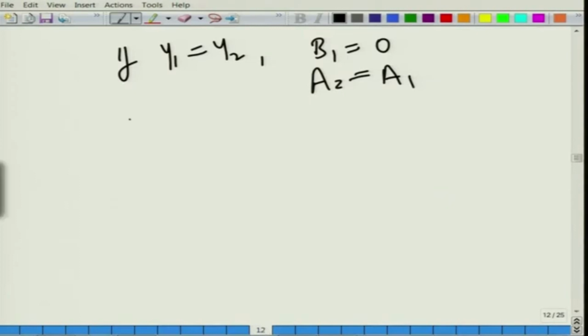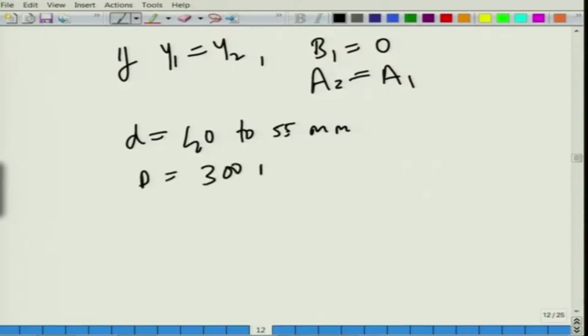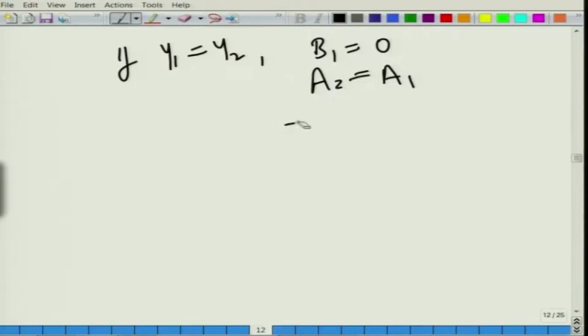Say for example, typically for automotive exhaust systems, the inlet pipe is about 40 to 50 mm, or maybe 55 for big mufflers, and the diameter of the chamber is something like 300 mm. So that is what we are going to get. Now, what does it mean?